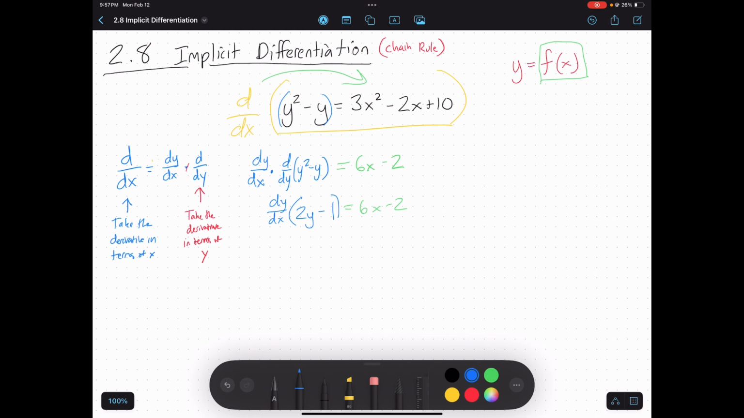So interesting. What do I have here? Well, what was our goal in the first place? To take the derivative of this function. And if I look closely, that's exactly what this represents. dy over dx, that's just y prime. That's my derivative of my y function. It's the derivative of y in terms of x. So by just doing some simple division to finish this off, I get y prime, or dy over dx, is equal to 6x minus 2 divided by 2y minus 1.